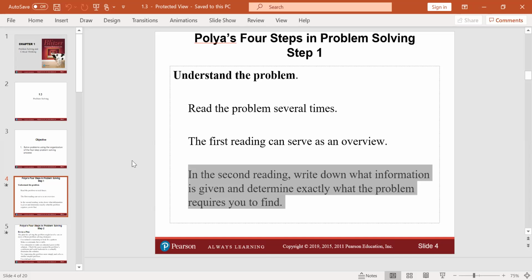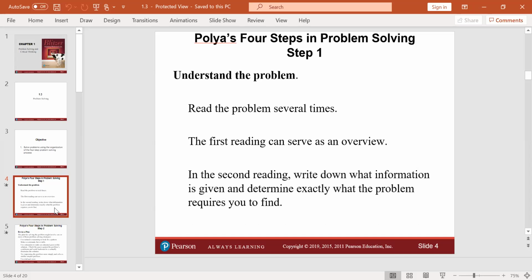The second time you read through the problem, start writing down some key information, some of the numbers you see in the problem, and what they're supposed to represent. Also, in your second reading, write down, and I mean physically write down on paper, what you're trying to find. What is the problem asking for? So you want to have a full and thorough understanding of what you're being asked, why you're being asked it, and so on and so forth.